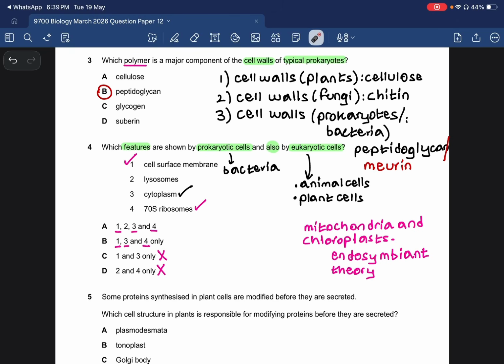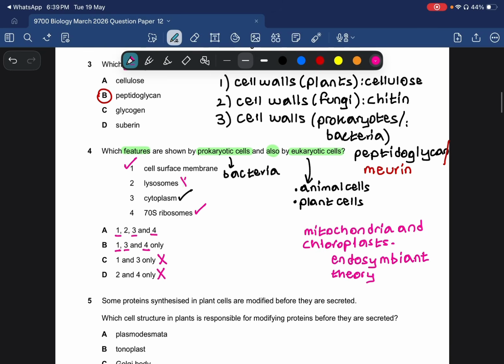The only decision you have to make is whether lysosomes are present in prokaryotic cells and eukaryotic cells, or in either one of those. So think about it. You know that lysosomes are in eukaryotic cells, right? We've learned all about them. They contain digestive enzymes, and they secrete those digestive enzymes to digest a cell. So eukaryotic cells have lysosomes. But what you should remember is prokaryotic cells do not have lysosomes. So 2 is wrong. So B is our answer right here.